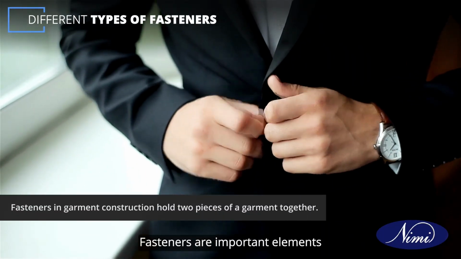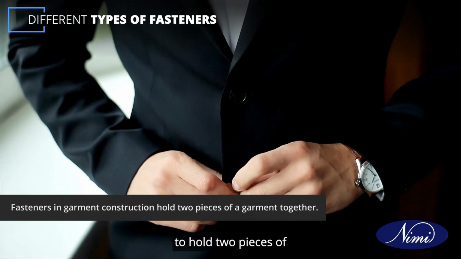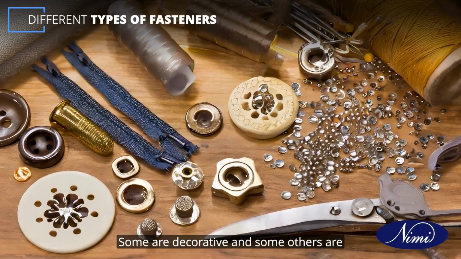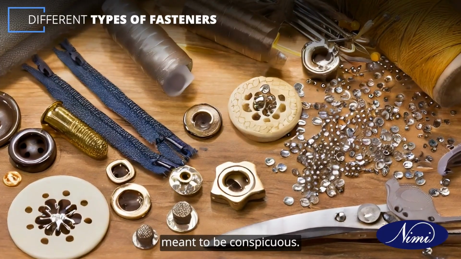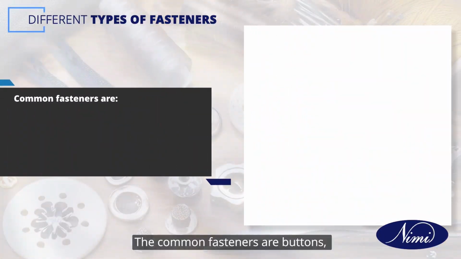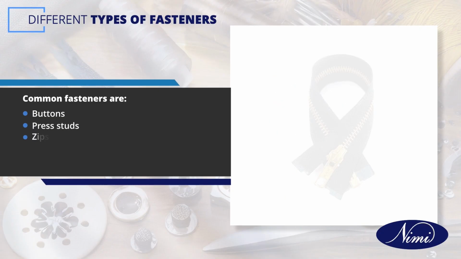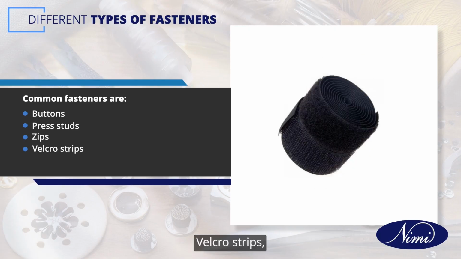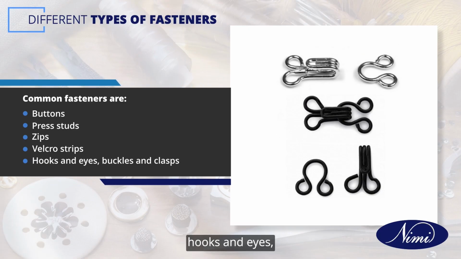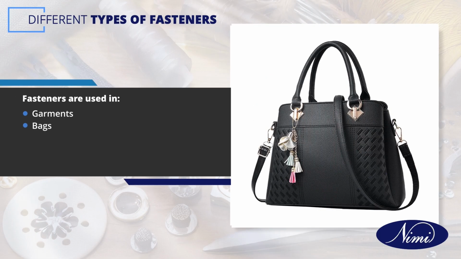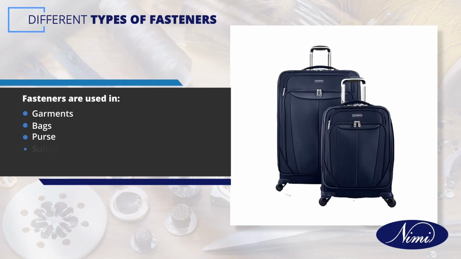Fasteners are important elements in garment construction to hold two pieces of a garment together. There are various types of fasteners. Some are decorative and some others are meant to be conspicuous. The common fasteners are buttons, press studs, zips, velcro strips, hooks and eyes, buckles and clasps, etc. Fasteners are used in garments, bags, purse, suitcase cover, etc.